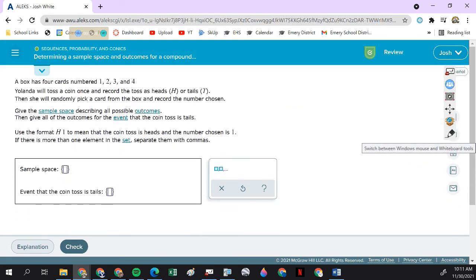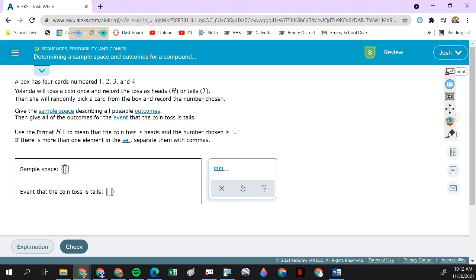Okay, a box has 4 cards, 1, 2, 3, and 4. Yolanda will toss a coin once and record the tosses as heads or tails. She will randomly pick a card from the box and record the number chosen. Give the sample space. Okay, so 4 cards, 1, 2, 3, and 4. Yolanda tosses a coin once and records the tosses as H or T. Then she will randomly pick a card from the box and record the number chosen.